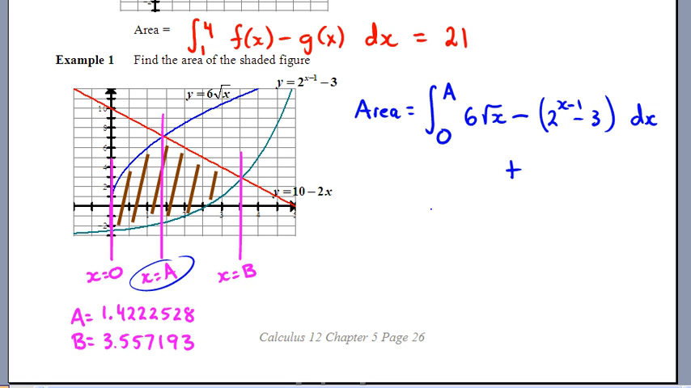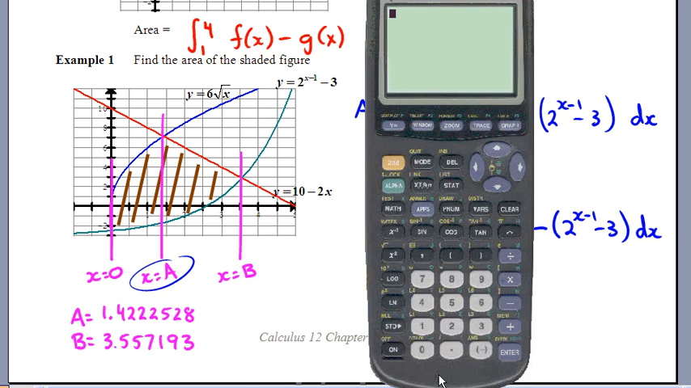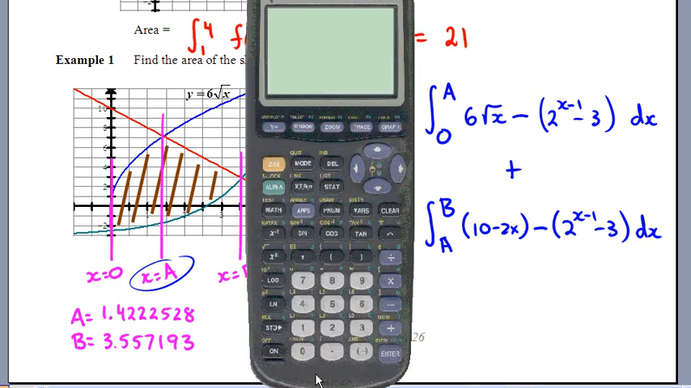Then I'll add on some more. I'll say I now have to integrate from A to B, and now the thing on the top is 10 minus 2x. Subtract that floor on the bottom, 2 to the x minus 1, take away 3. I do need those brackets just to make sure everything's kind of got the right flow to it. I'll let you try this out on your calculator. Those can be done now on your calculator, and you can actually say, like, yeah, let's integrate from A to B, right? It's totally that option. If I know which one's which, okay, I'll remember that.